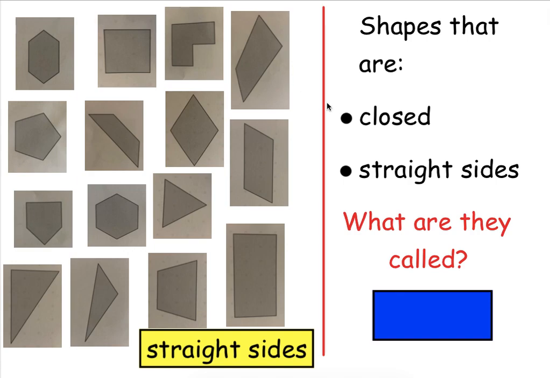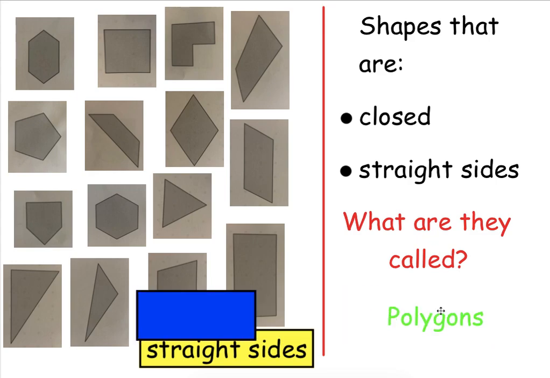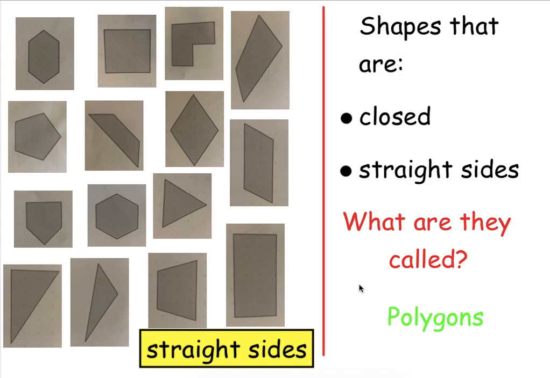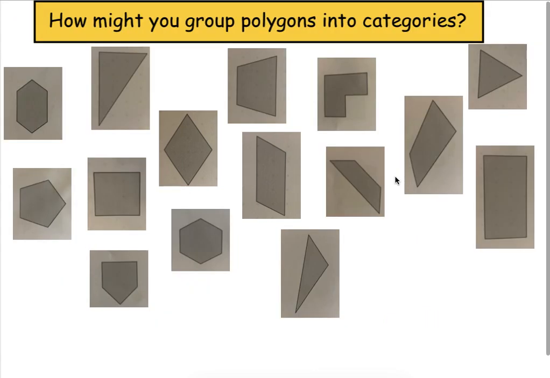So shapes that are closed and have straight sides have a very special name. That name is polygons. Polygons are shapes or figures that are closed and have straight sides. So now we're going to focus only on polygons.